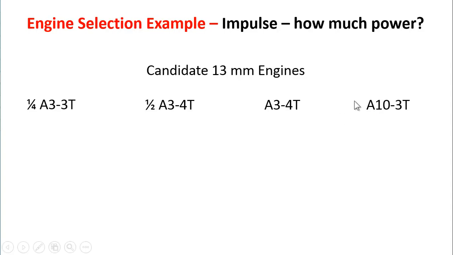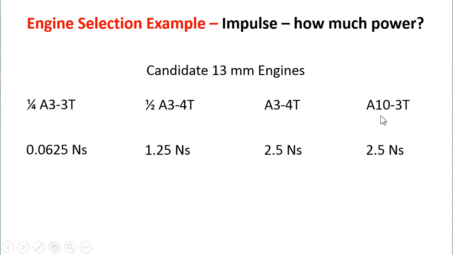One of the common misconceptions is that this A10 engine is a higher power level than that A3 engine. A lot of people look at this and say 10, well that's more than 3, so therefore this must be a higher power engine. It's not. These two engines are both A engines, and if you go look up the actual impulse rating of these engines, you're going to find that these two are exactly the same. They're both 2.5 Newton-second engines.